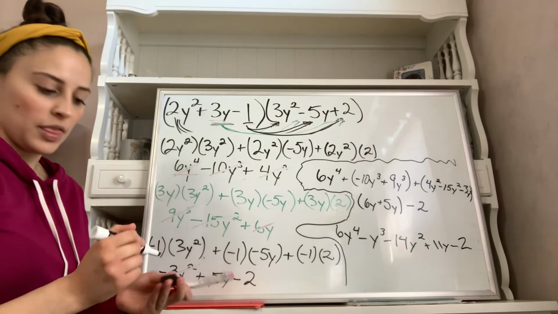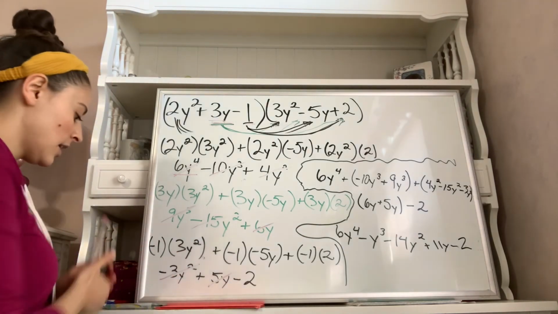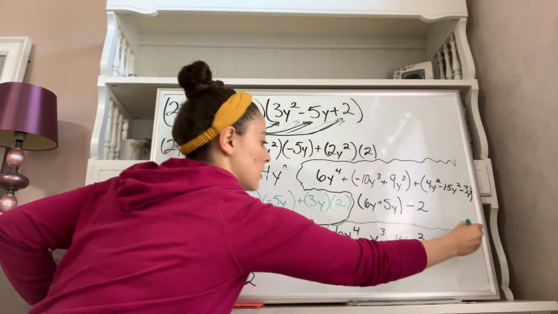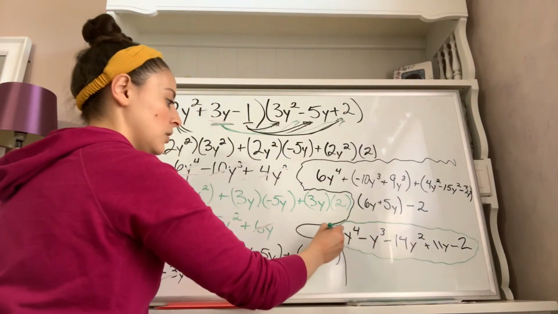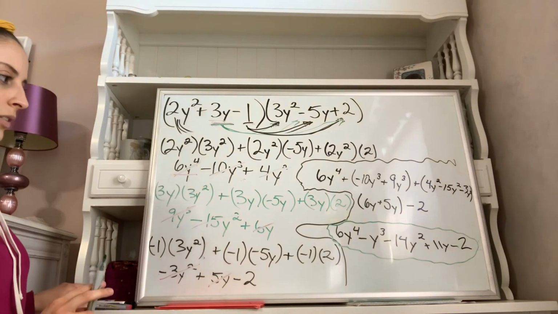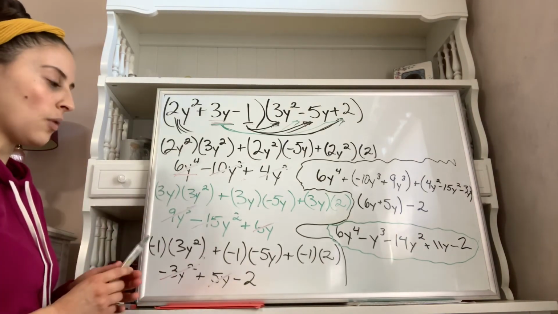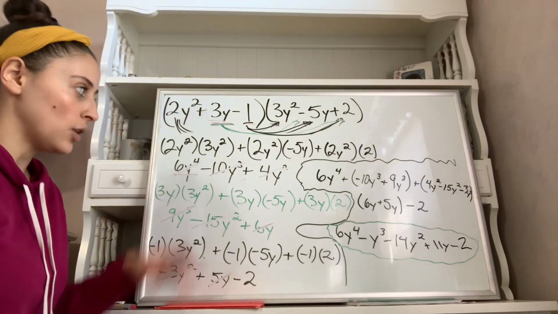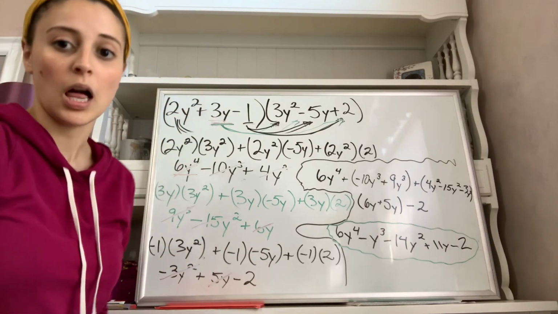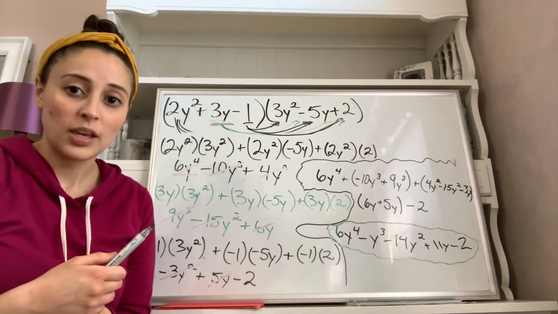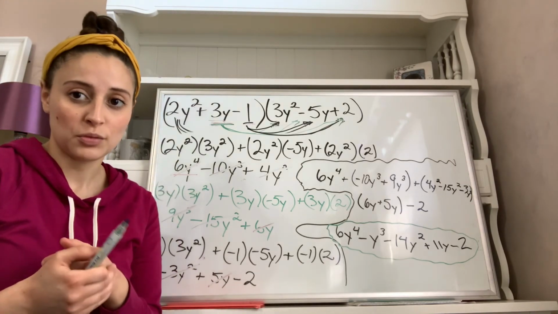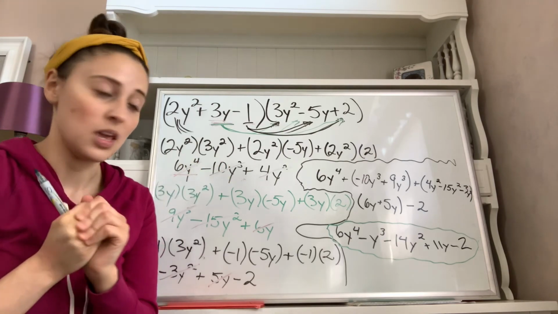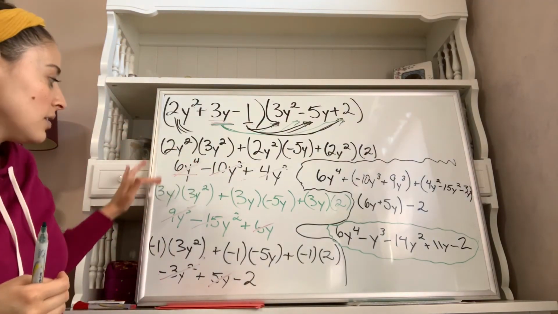Okay, so this is our final answer. 6y to the 4th, minus y cubed, minus 14y squared, plus 11y, minus 2. And I know this problem seemed really big and really long, but it's just 3 monomial distribution problems and then a polynomial addition problem. You're just adding all of the polynomials you get together at the end.